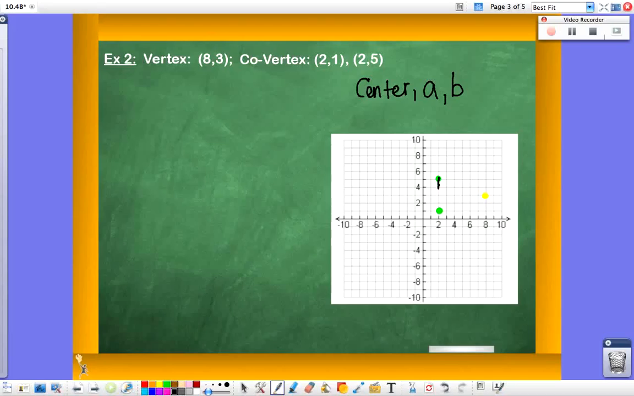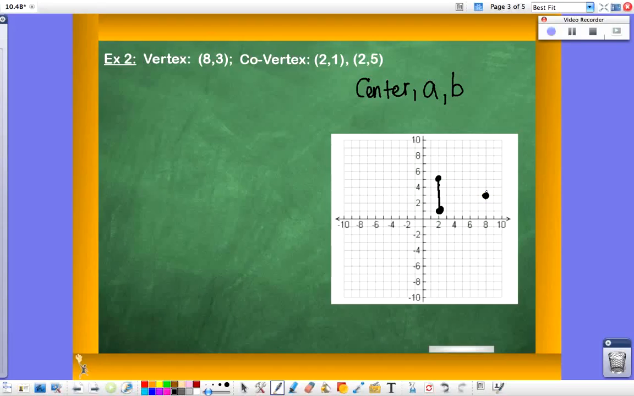Now, how do I know that this is my minor axis? Once again, remember the minor axis connects the covertices. The other thing we're going to try to do is draw in my major axis. Well, right now there's a problem. The only vertex that I have is here at 8, 3. But you should remember that it is symmetric.